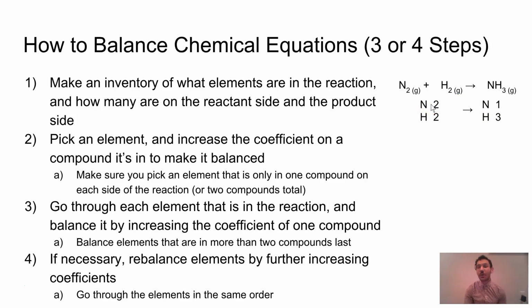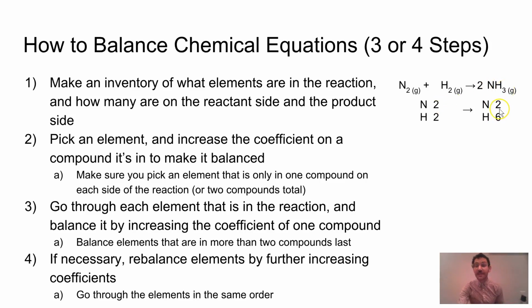So I'm going to increase the coefficient on one of these compounds to make sure that it's balanced. I want to increase the coefficient over here to make it so that there are 2 nitrogens. So I'll put a 2 as my coefficient there, and that changes this. Now that I have 2 nitrogens, it has also affected the amount of hydrogen. By making there 2 nitrogens, I've also made it so that there are 6 hydrogens here now: 2 times 3, giving me 6 hydrogens.